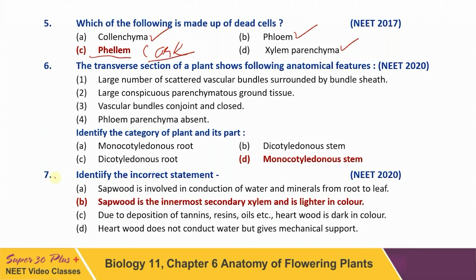Come to the last question, you can do it: identify the incorrect statement. Heartwood is the innermost secondary xylem and it is light. No, it is sapwood that is at the periphery, and it is lighter in color, definitely lighter, but it is not the innermost; it is found at the periphery. Is it right? This is the last part, part 6 of chapter 6, Anatomy of Flowering Plants. Okay, thank you.